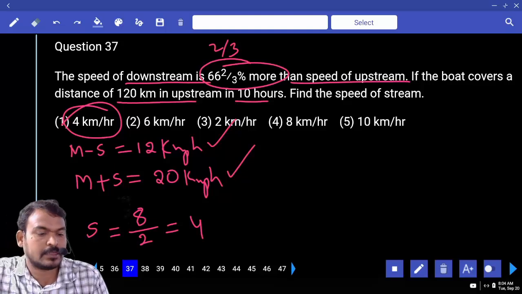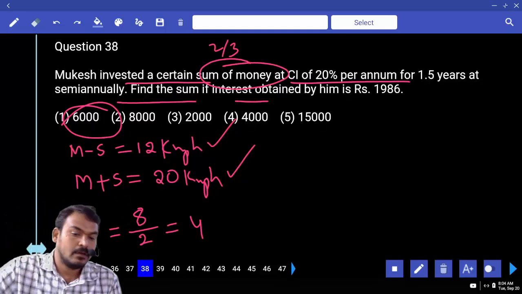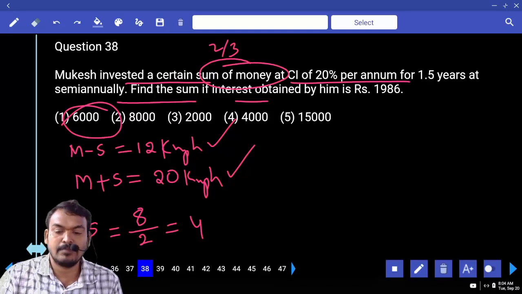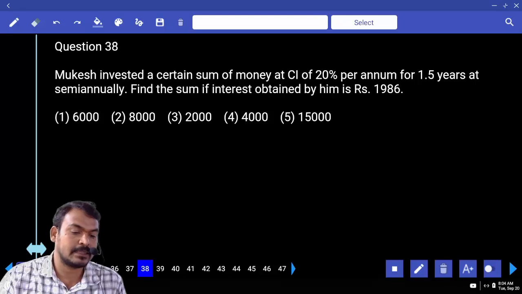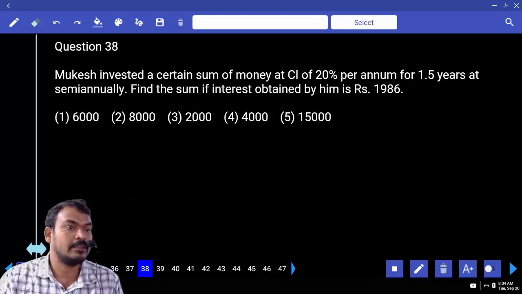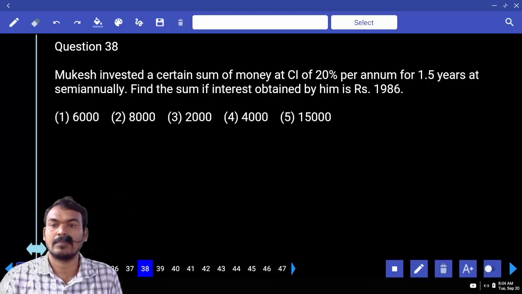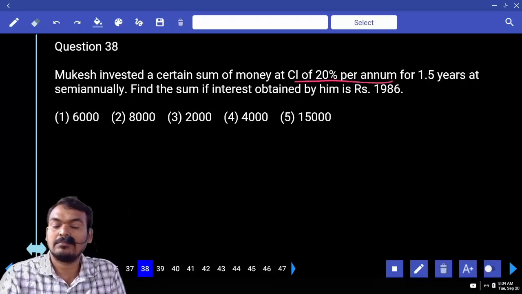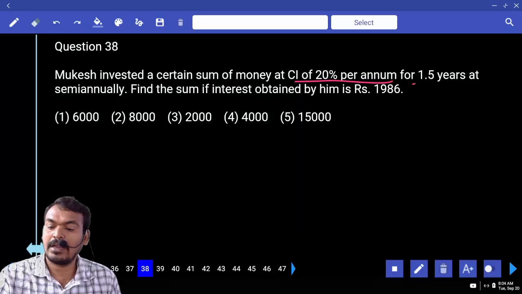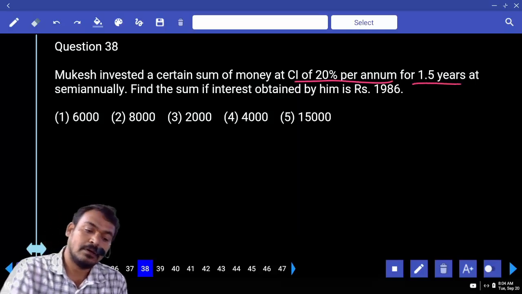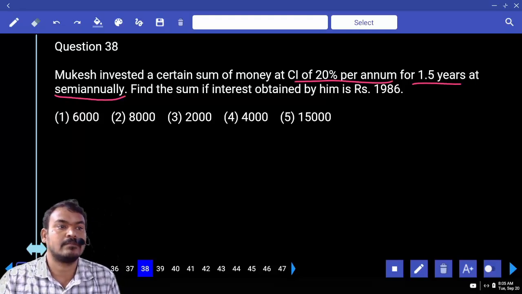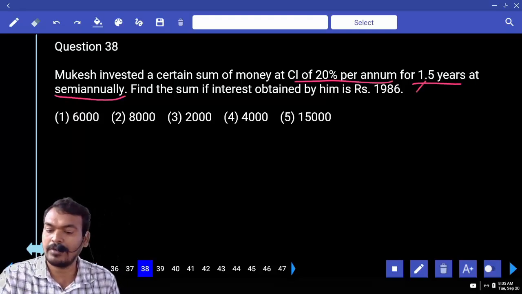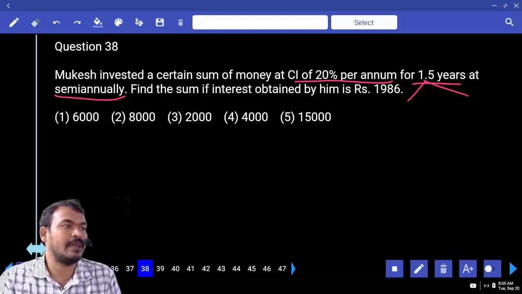Next question number 38. Mukesh invested a certain sum of money at compound interest at 20% per annum for 1.5 years, compounded semi-annually. Find the sum if the interest obtained by him is 1,986. What is the per annum rate of the person? 20%. Time period given is 1.5 years. But will interest be calculated annually or semi-annually? Semi-annually.